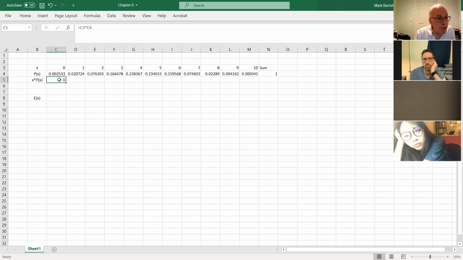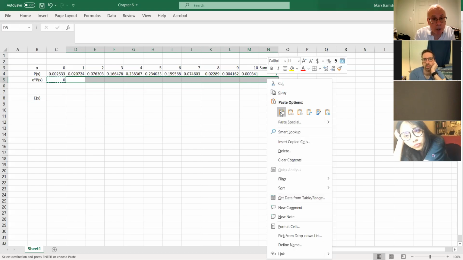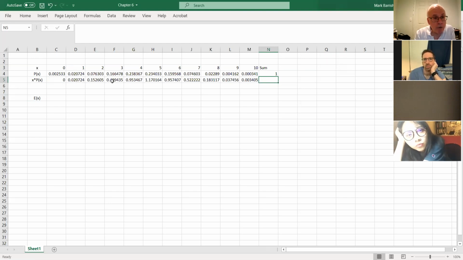We're going to copy this formula in Excel, right? We're going to copy it across all the other values. We'll even copy it where we have the sum formula, okay? And do paste. Now forget about this here for a minute. Just get rid of that. Here's X times P of X right here. See it? For each of the individual values of the random variable. See how easy it is to do it in Excel.